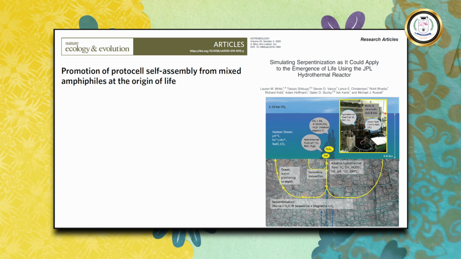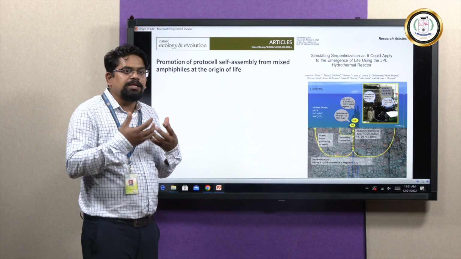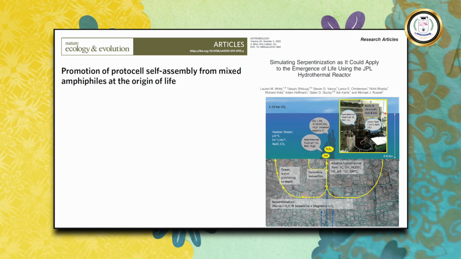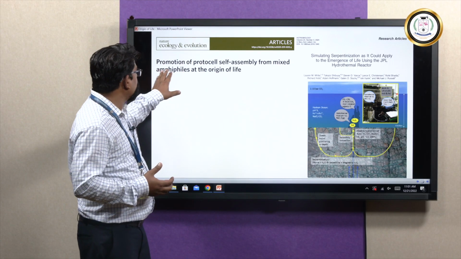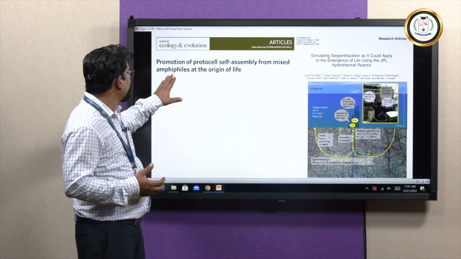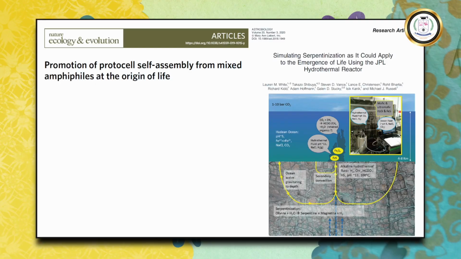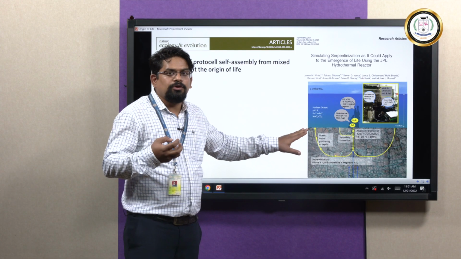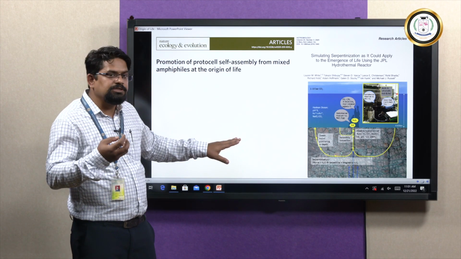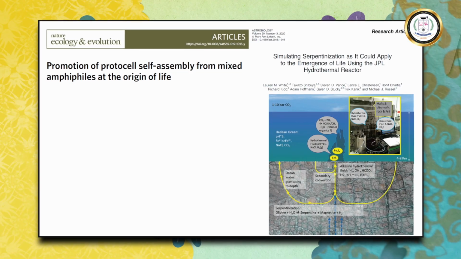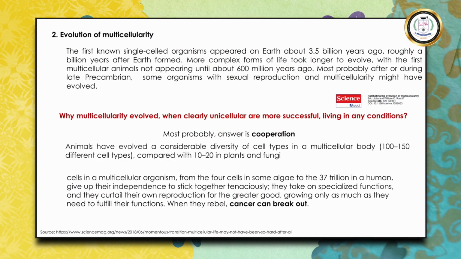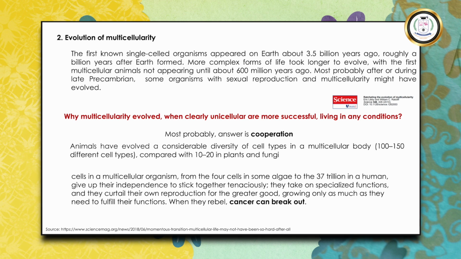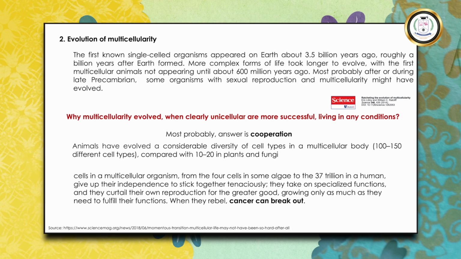Life has originated. Now, where it originated is always a subject of debate. One very recent paper from a group of researchers from NASA spoke about the promotion of protocell self-assembly from mixed amphiphiles at the origin of life. The experiment was conducted in the JPL hydrothermal reactor, and it has been suggested that life might have originated near a hydrothermal vent in the deep ocean. Wherever life might have originated, whether in the shallow water or in the deep sea, there are enough reasons to believe that life might have originated in the marine environment.